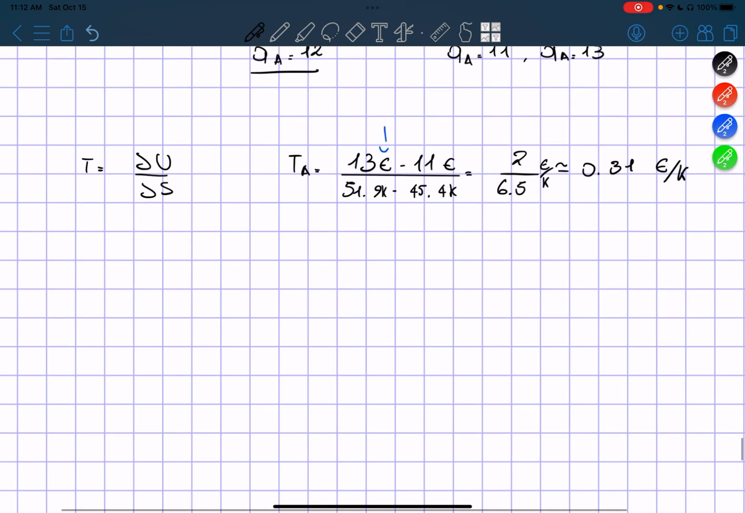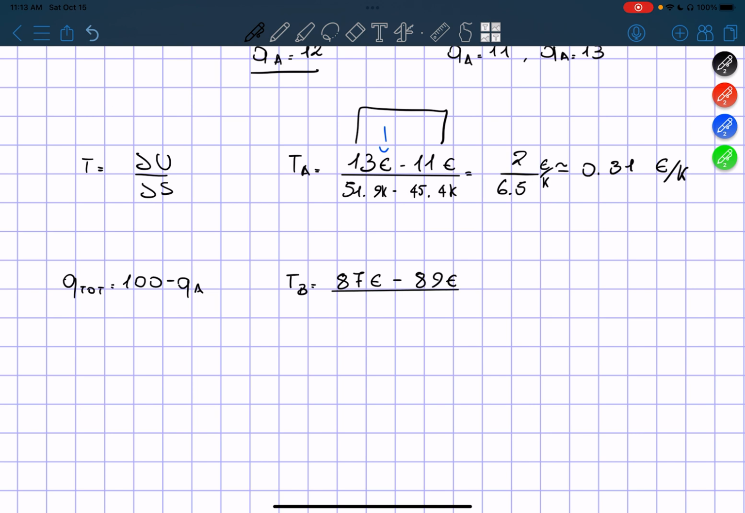This means we can also find the temperature for B. Again, for the energy of B, we can go back. We know that Q total is equal to 100. So we take these two values right here, and we find the opposite: 100 minus QA. So we're going to have 100 minus 13. I don't want to say something wrong and then get everything else wrong. Okay, 87 units of energy minus 89 units of energy over, then we go back to the table for 87. I actually don't believe we're given, oh, yes, we are.